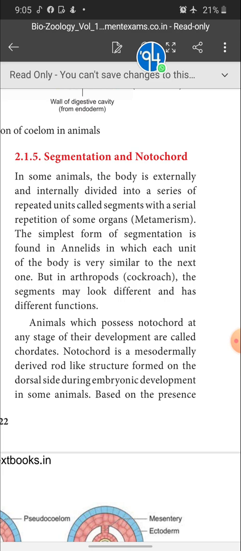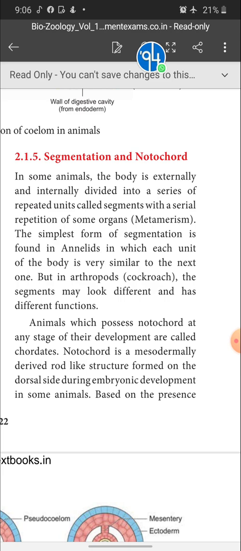The simplest form of segmentation is found in Annelida, in which each unit of the body is very similar to the next one. So each segment of the body is similar to the next segment of the animal. But in arthropods, the segments may look different and have different functions. It is not like that in arthropods. The segments differ and the functions also differ. And this is called what? Segmentation. Animals which possess notochord at any stage of their development are called chordates.